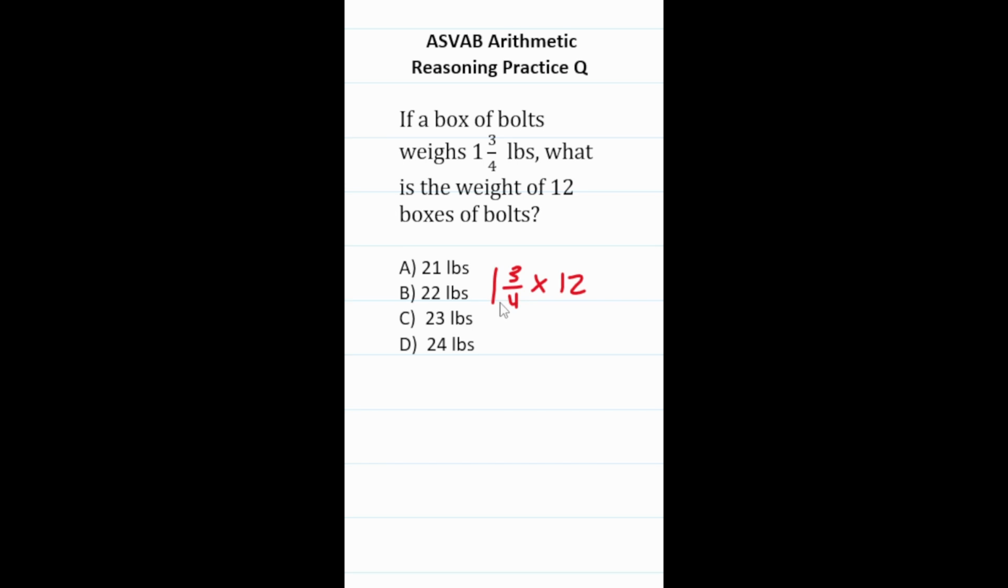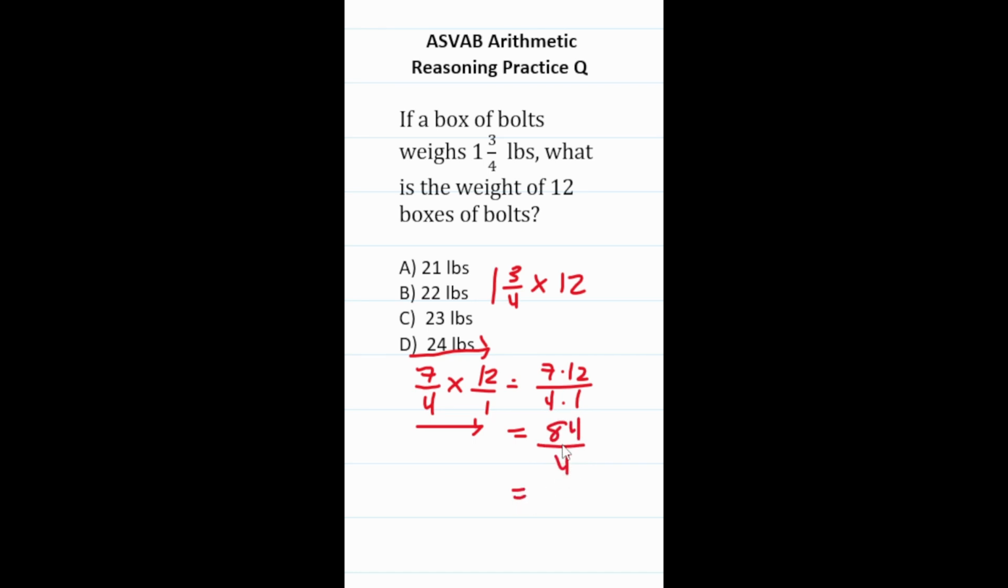So let's start with 1 3/4. To do that, we're going to do 1 times 4, which is 4, plus 3, which is 7. So this is 7/4. To write 12 as a fraction, we simply place it over 1. Now we're multiplying two fractions, so we're just going to multiply straight across. This becomes 7 times 12 over 4 times 1. 7 times 12 is 84. You got to know your times tables for this test. 4 times 1 is 4.